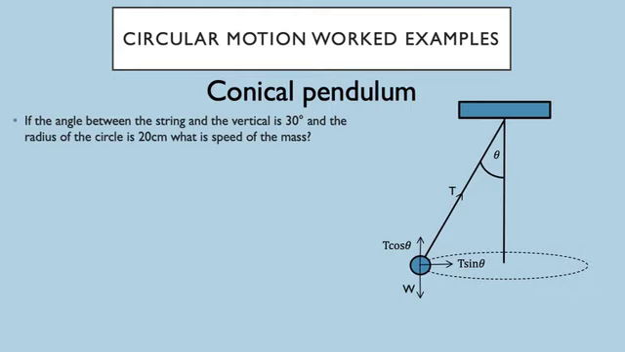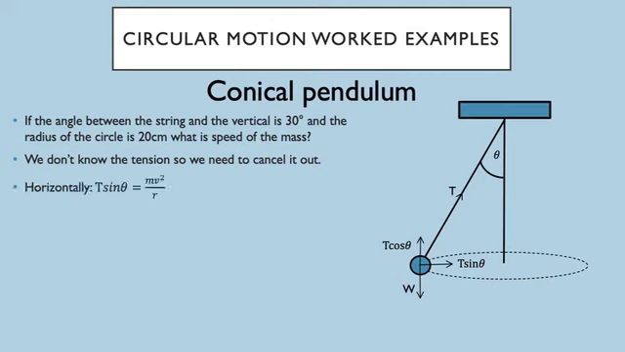If the angle between the string and the vertical is 30 degrees and the radius of the circle is 20 centimeters, what is the speed of the mass? So we don't know the tension, so we need to cancel it out. Horizontally we know that T sin theta equals mv squared over r. And so we can divide through like we did before.